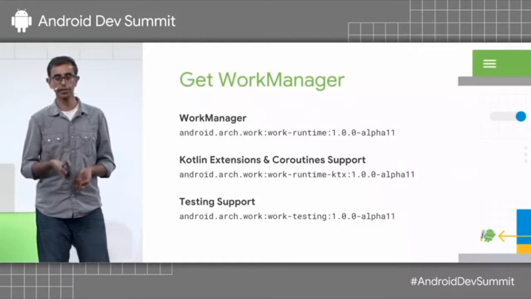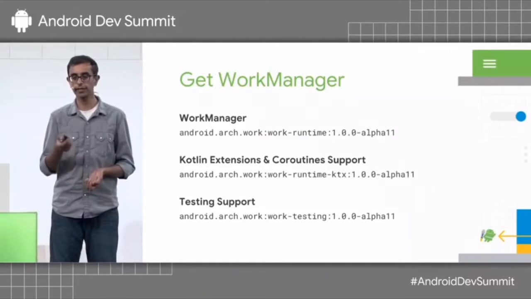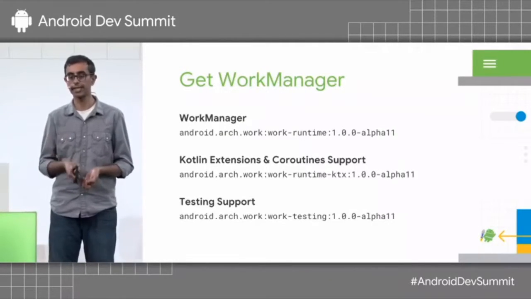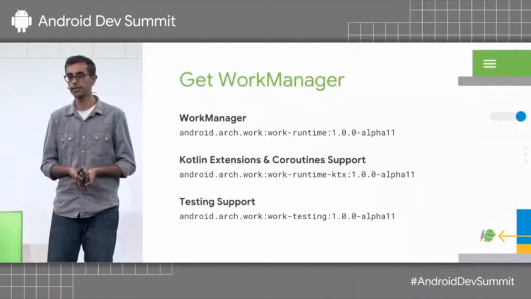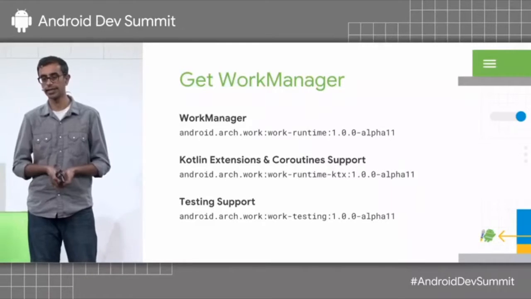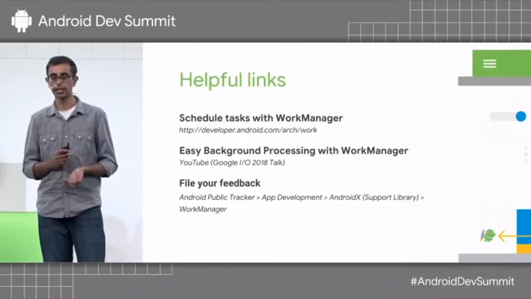So there's 3 general categories of artifacts here. There's the runtime. There's the KTX stuff, which includes a coroutines worker that we just put in, so you don't have to write your own. And then there's testing support as well.